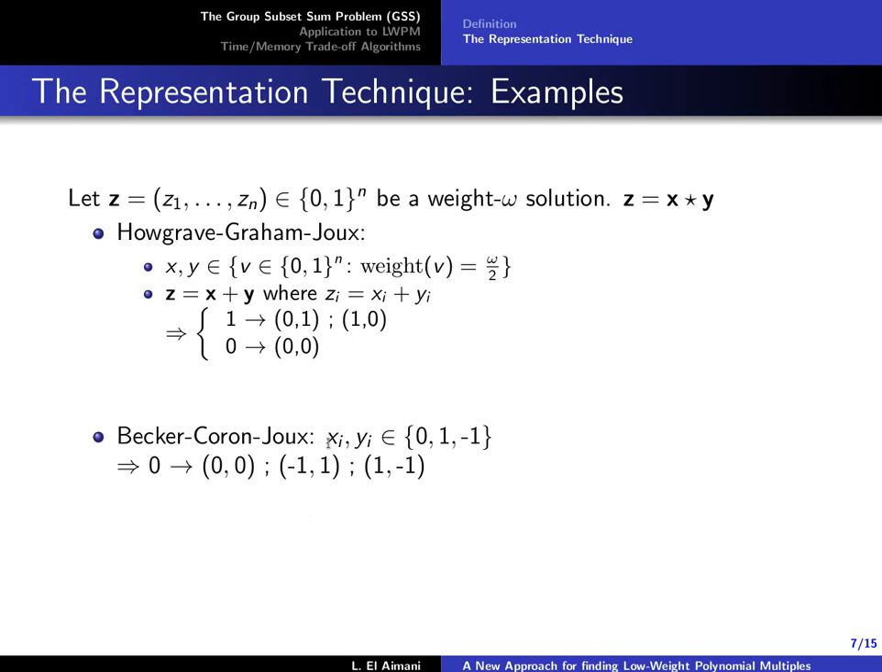Later, Becker, Coron, and Joux increased the possible values for the coordinates xi and yi by the value minus 1, which adds two further possible decompositions of 0: minus 1 plus 1, and 1 plus minus 1. Recently, Esser and May split the solution, or the vector z, into a sum of two integers, and they investigate the carry propagation to further increase the number of representations of z.